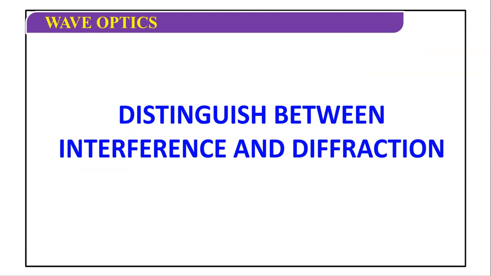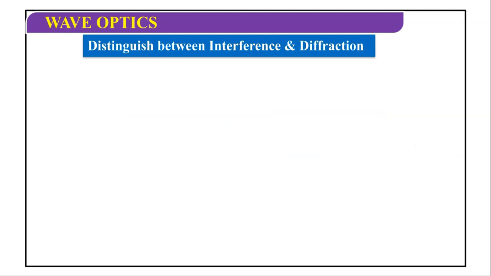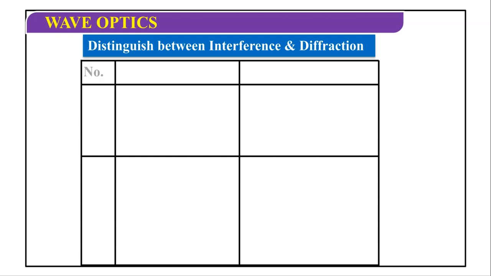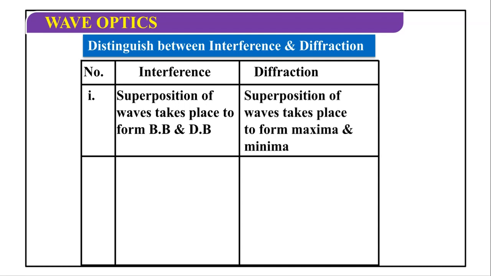Now let's distinguish between interference and diffraction a little bit. Earlier we studied interference, and now we have completed diffraction. The first point we observed: in interference, the superposition of waves takes place in the form of bright bands and dark bands, and in diffraction, the superposition of waves takes place in the form of maxima and minima.